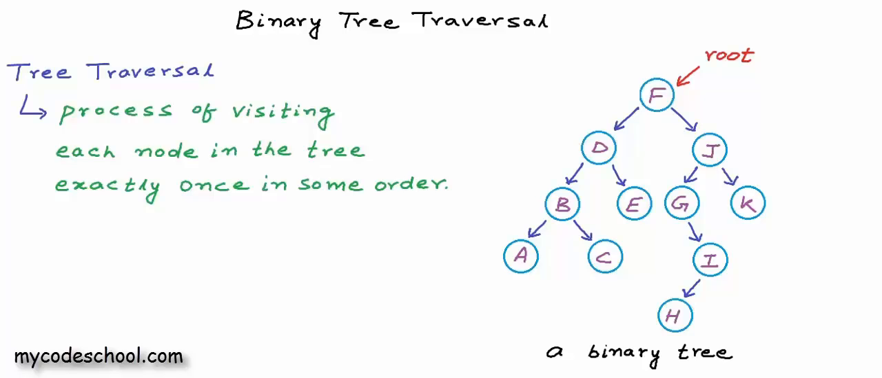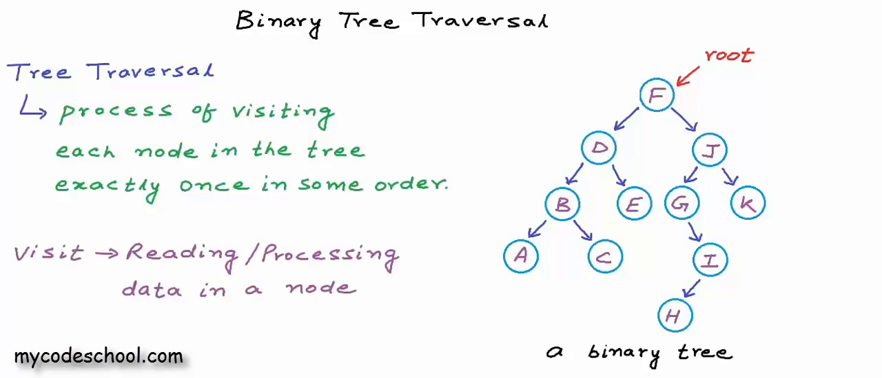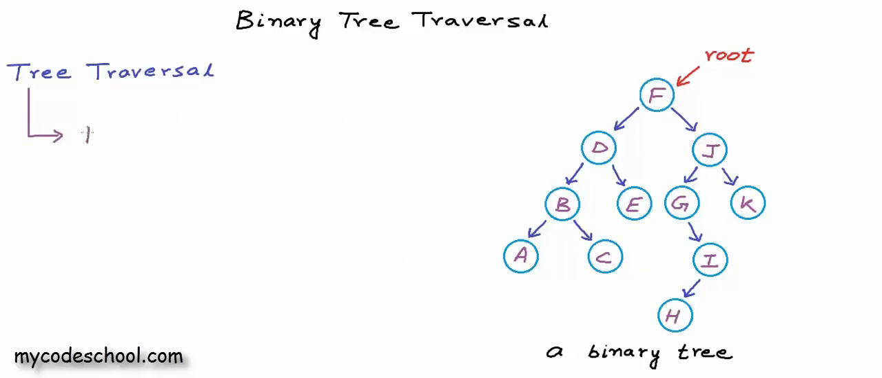And by visiting a node, we mean reading or processing data in the node. For us in this lesson, visit will mean printing the data in the node. Based on the order in which nodes are visited, tree traversal algorithms can broadly be classified into two categories. We can either go breadth first or we can go depth first. Breadth first traversal and depth first traversal are general techniques to traverse or search a graph.